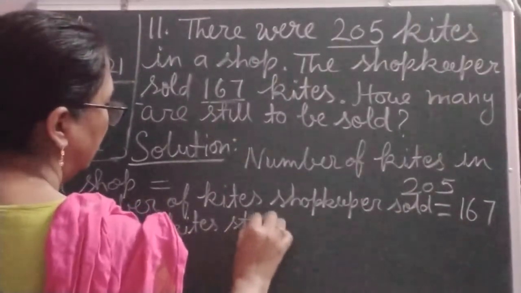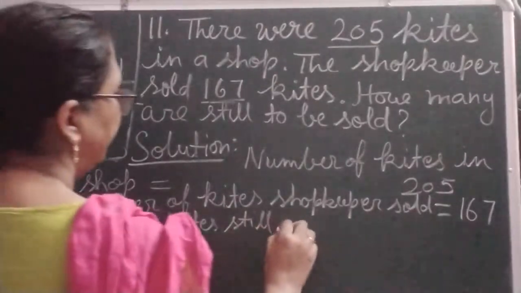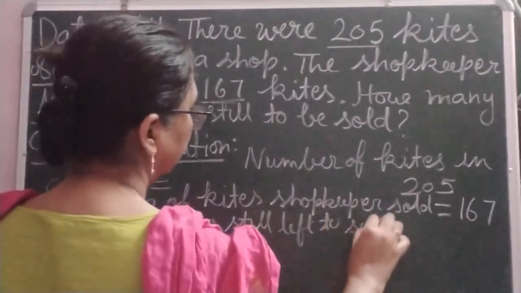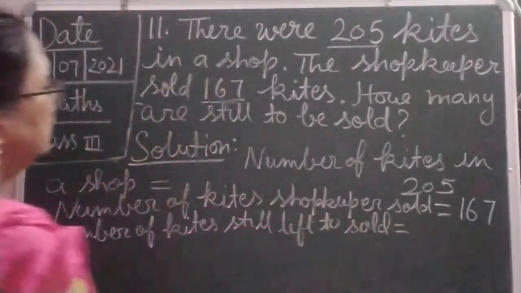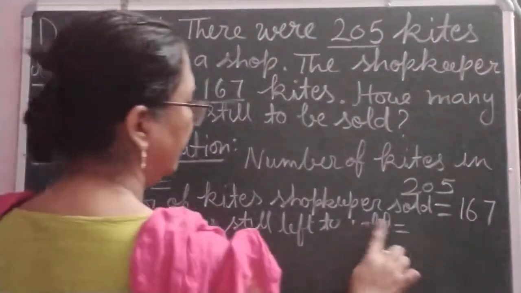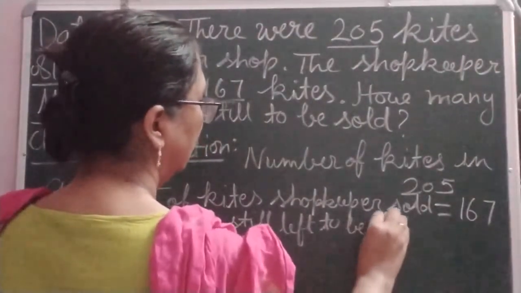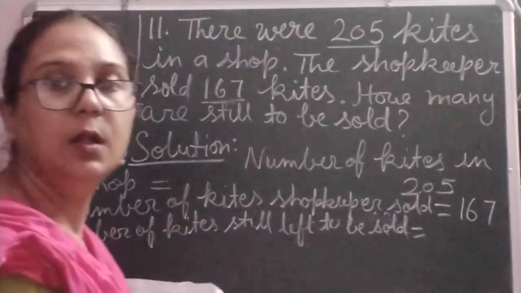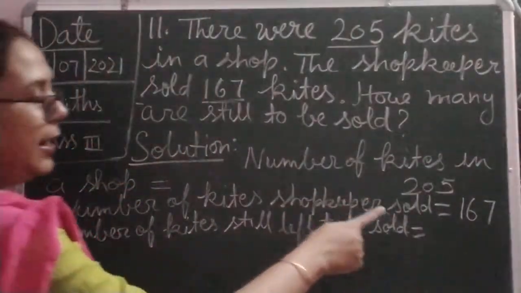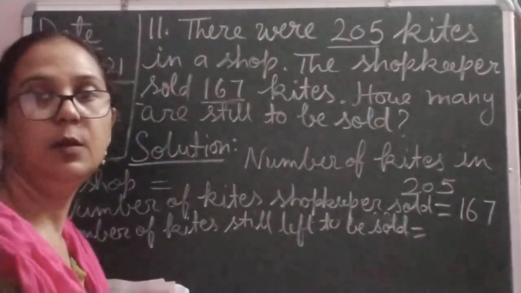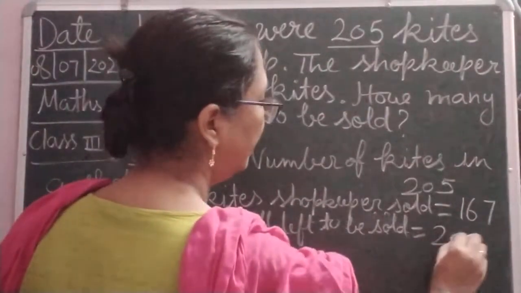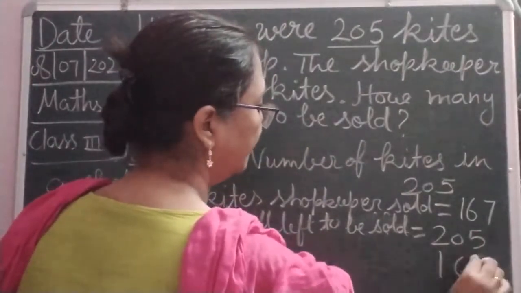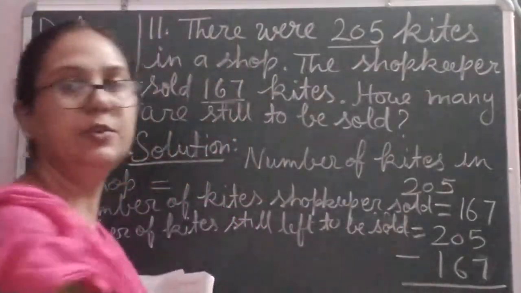Now number of kites still left to be sold. Okay, so still left to be sold. You can write to be sold also. So for this we have to subtract 167 from the total number of kites. Okay, so let's start, children. 205 minus 167, sorry. Now first we will subtract, children.